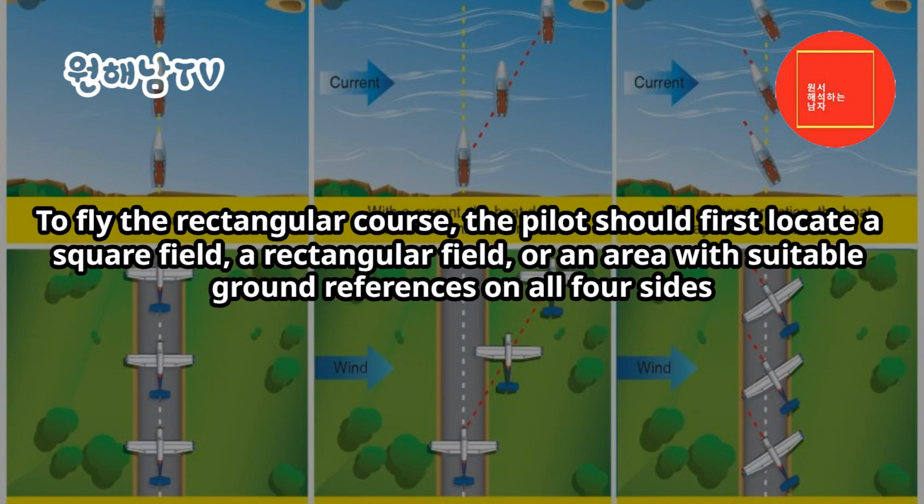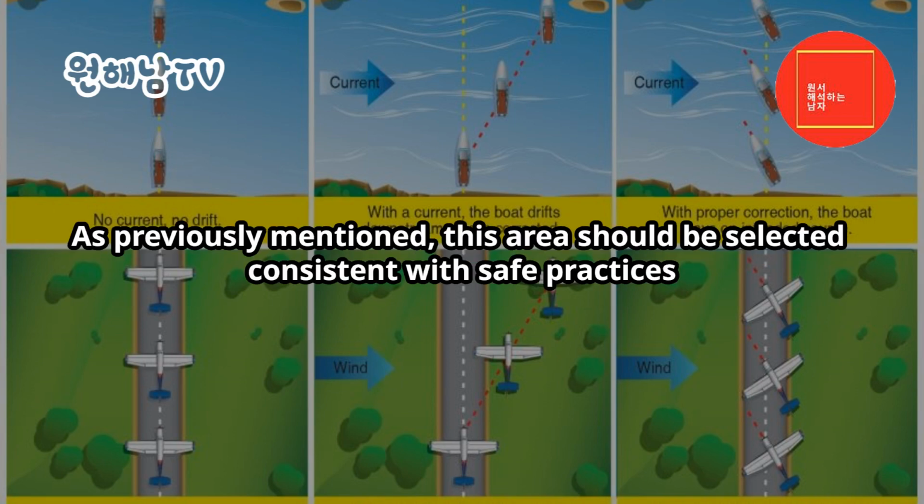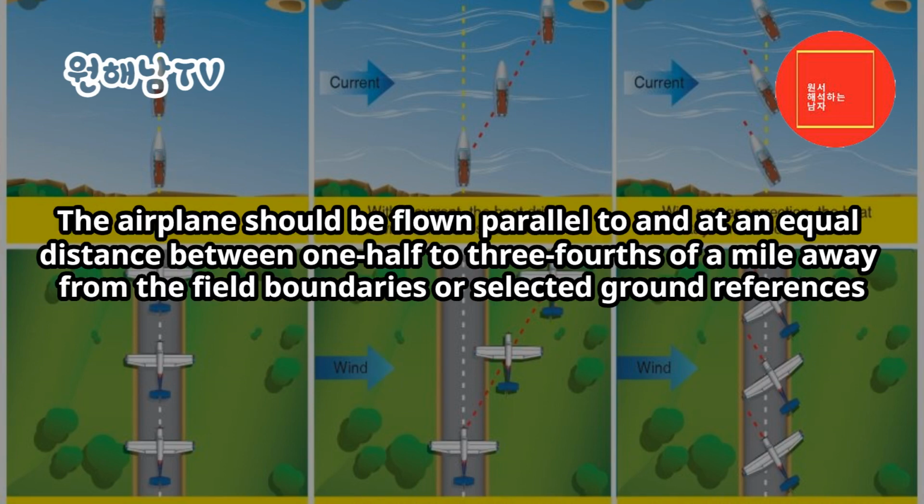To fly the rectangular course, the pilot should first locate a square field, a rectangular field, or an area with suitable ground references on all 4 sides. Note that a square meets the definition of a rectangle. As previously mentioned, this area should be selected consistent with safe practices. The airplane should be flown parallel to and at an equal distance between 1/2 to 3/4 of a mile away from the field boundaries or selected ground references.